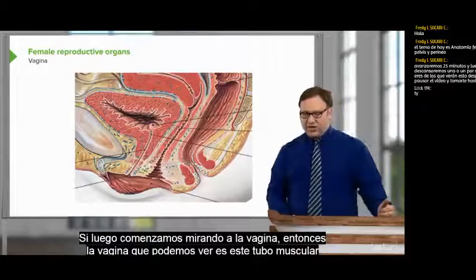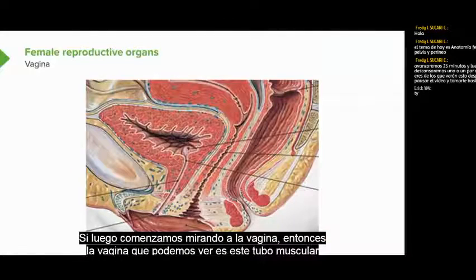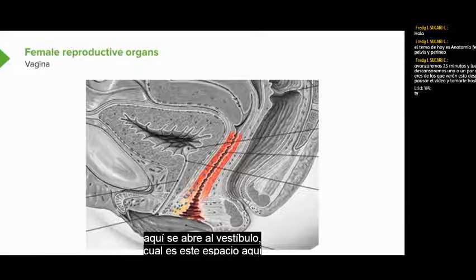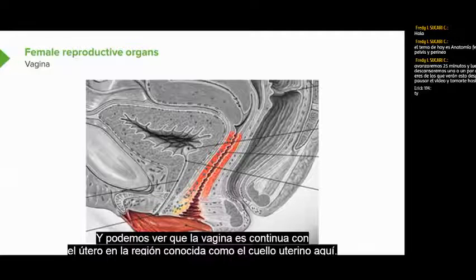If we then start by looking at the vagina, then the vagina, which we can see as this muscular tube here, opens up into the vestibule, which is this space here. And we can see the vagina is then continuous up with the uterus at the region known as the cervix.